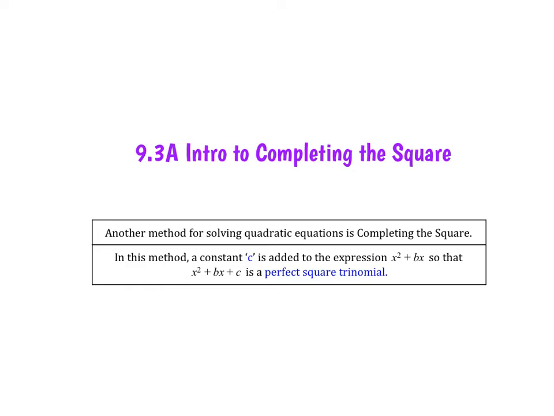So let's take a look at completing the square. Another method for solving quadratic equations is completing the square. In this method, a constant c is added to the expression x squared plus bx, so that x squared plus bx plus c is a perfect square trinomial.